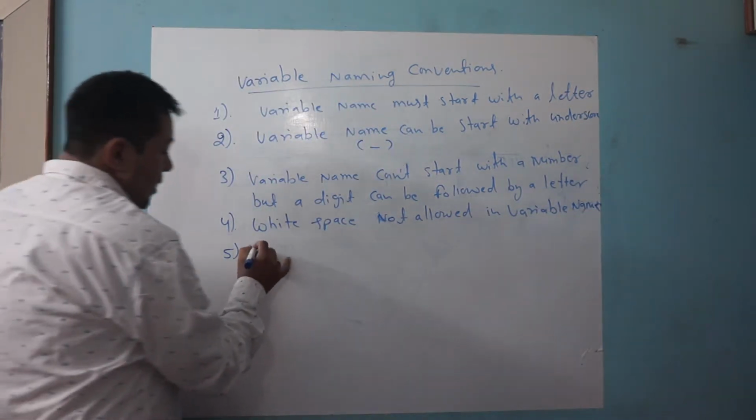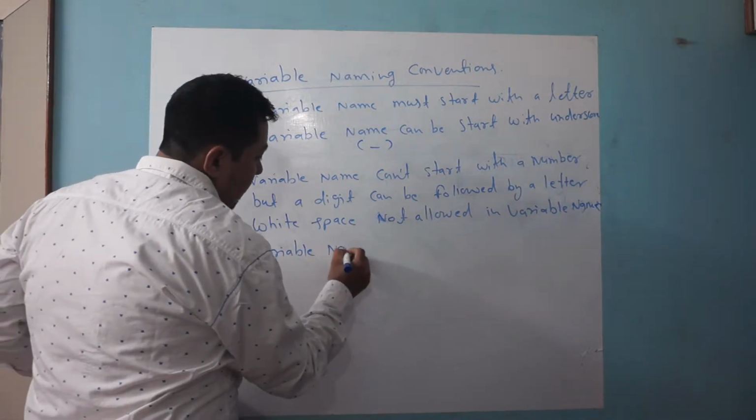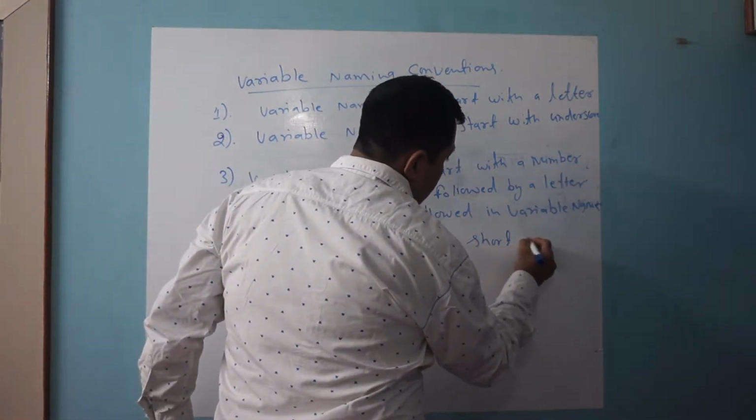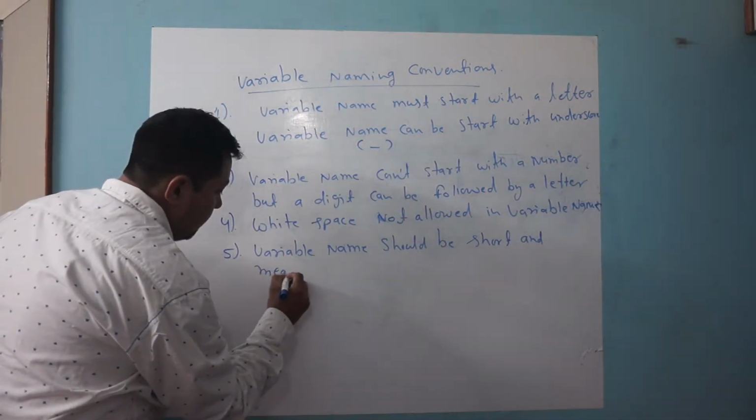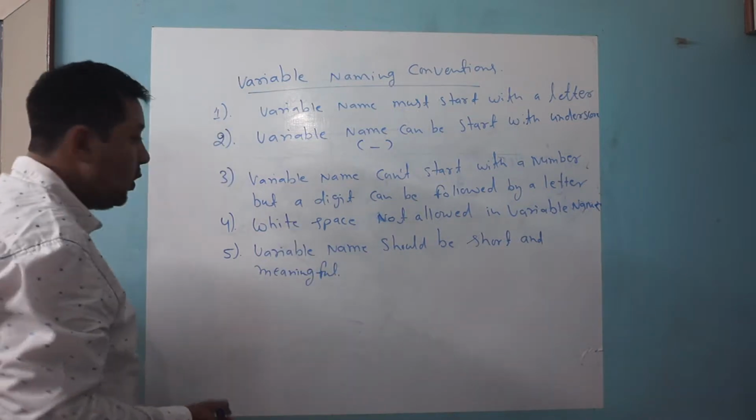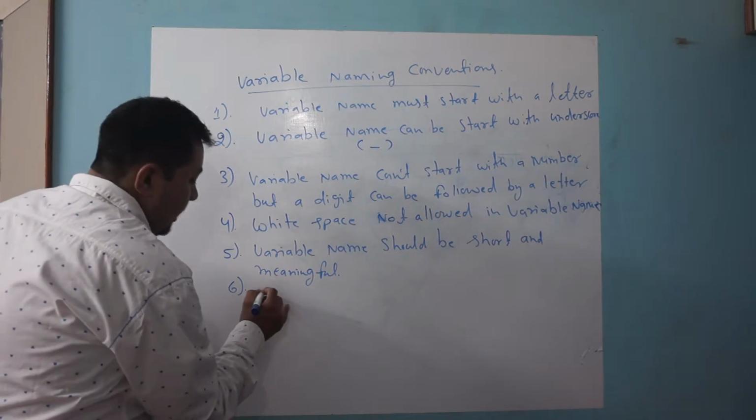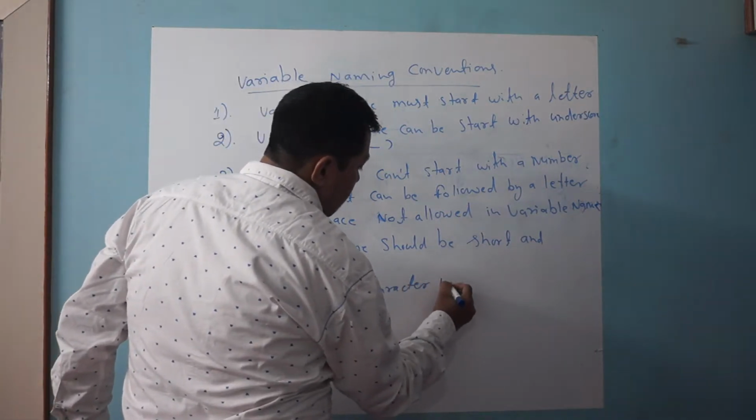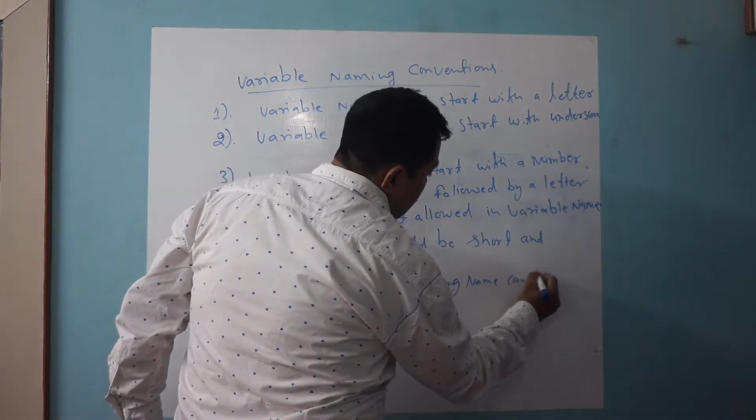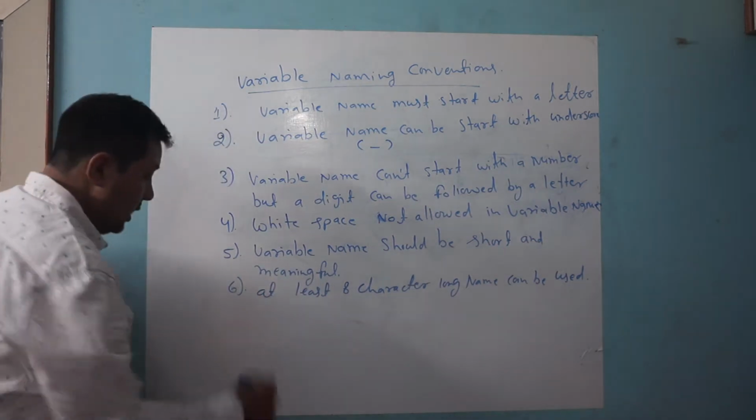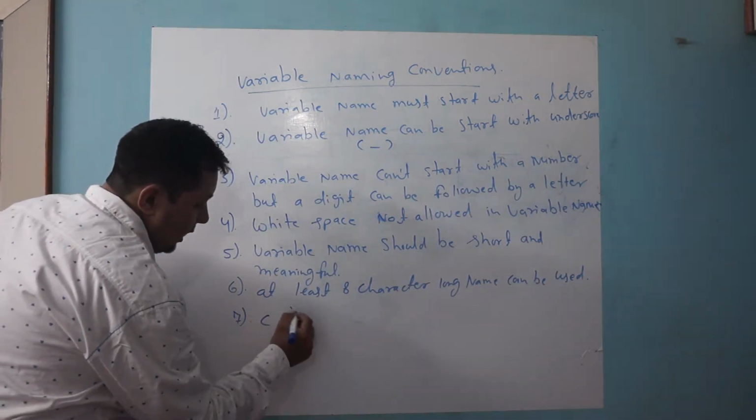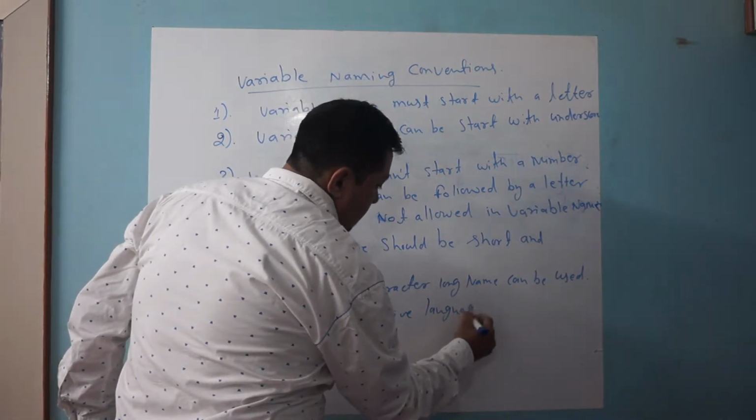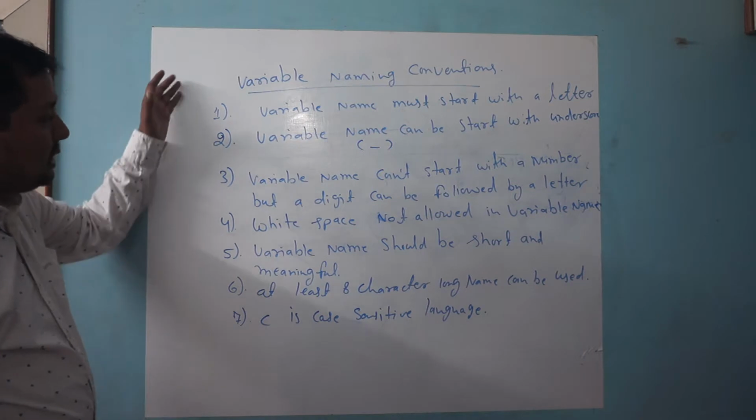Rule number 5, a variable name should be short and meaningful. Rule number 6, at least an 8 character long name can be used. Rule number 7, C is a case sensitive language. So now we consider these rules.